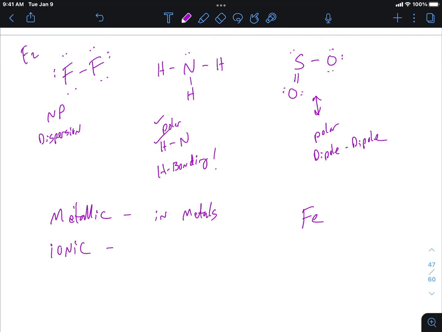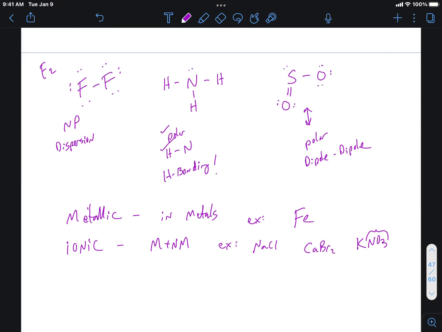And then there's ionic, and with ionic, you are looking for a combination of a metal with a nonmetal. So NaCl, CaBr2, and so on. Polyatomic ions even, KNO3. There's a metal and there's a polyatomic ion. That's ionic because it's got ions in it. All right, that's good enough for today.